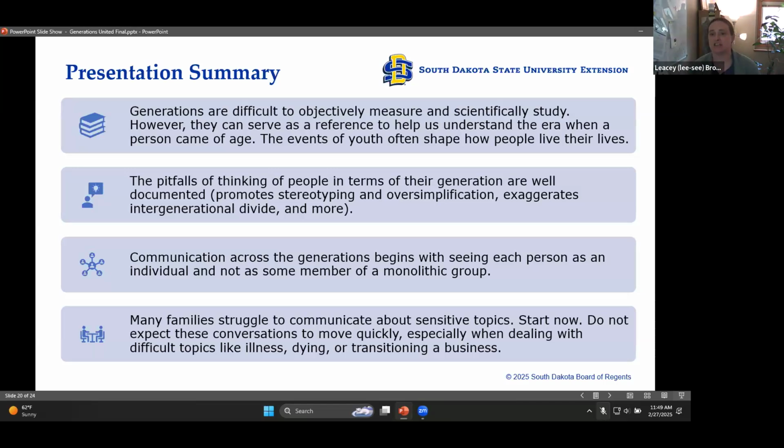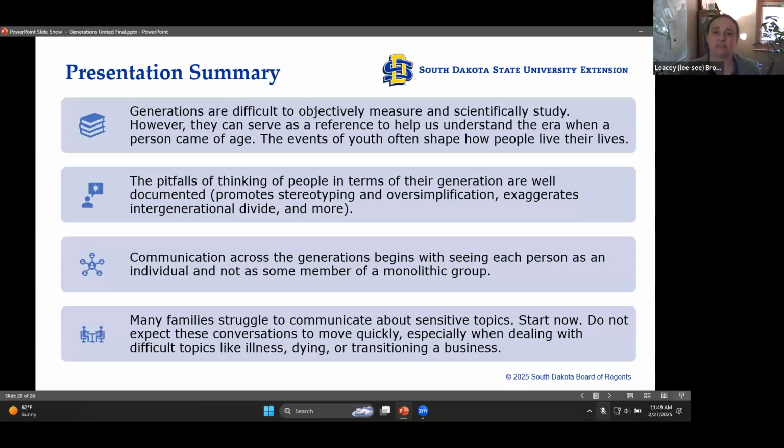So the summary of this presentation, I ran those words together. Generations are difficult to measure and scientifically study. There is no definitive way to say, oh, this is when Gen X begins, this is when Gen Y begins. As we saw from our activity earlier, everybody wrote different years. A few of you got them right, but everybody wrote different years.